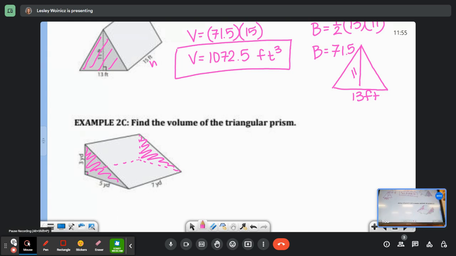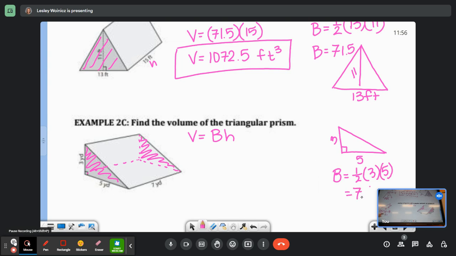Okay, so our volume equals our area base times our linear height. So we need to find our area of our base. So I'm going to draw my little triangle over here. And it's got a height of 3 and a base of 5. So my area for my base is 1/2 times 3 times 5, which I'm being told is 7.5.